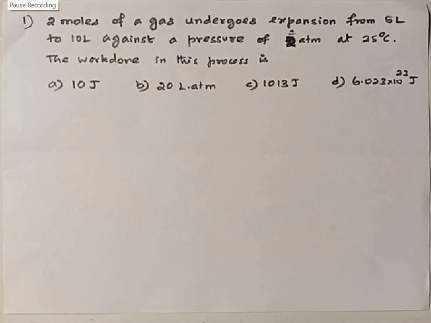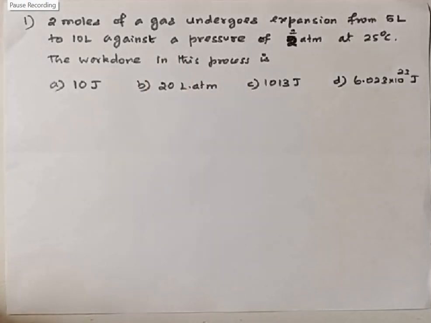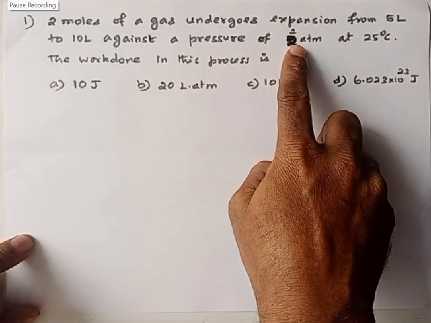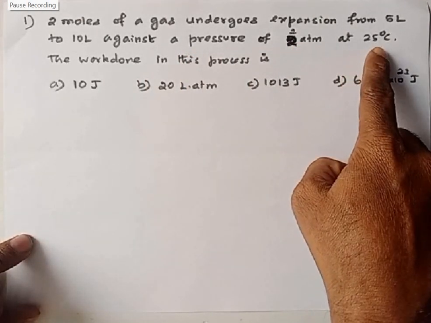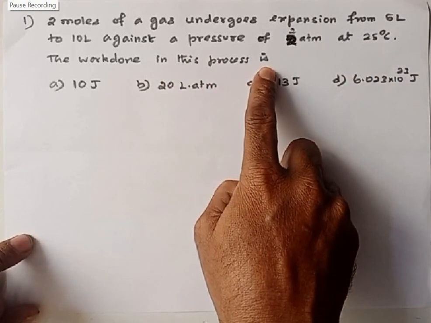Okay, this is question number 1. 2 moles of a gas undergoes expansion from 5 liter to 10 liter against a pressure of 2 atmosphere at 25 degrees Celsius. The work done in this process is.